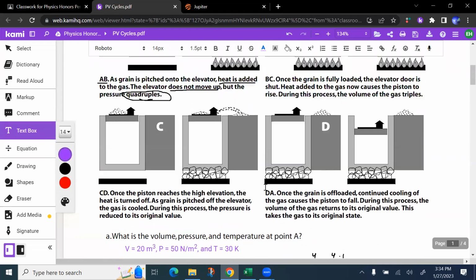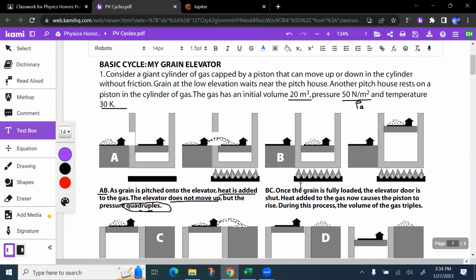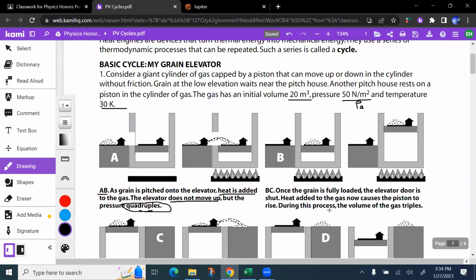Okay, now let's look at part C. From B to C. So once the grain is fully loaded, the elevator door is shut. Heat is added to the gas, causing the piston to rise. Now the volume has increased. So during this process, the volume triples. However, what happens to the pressure?